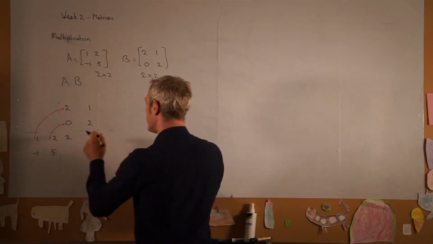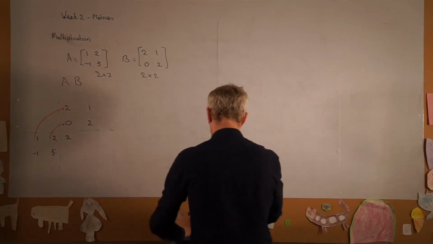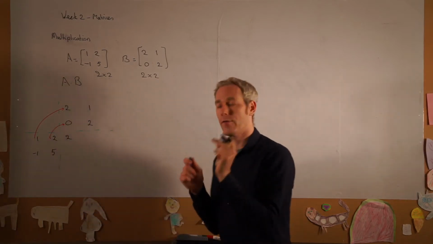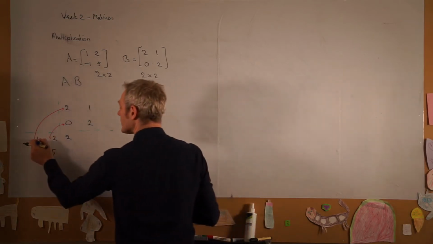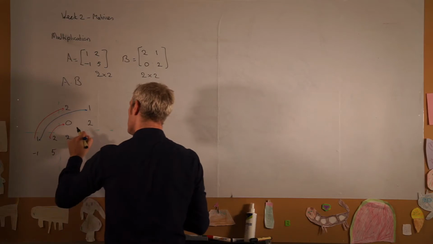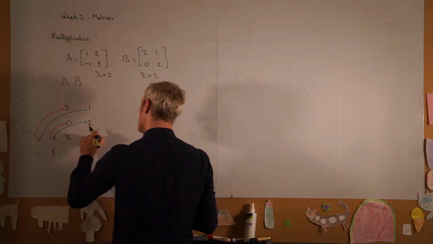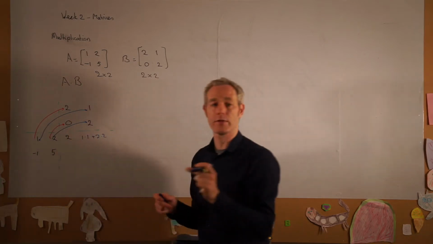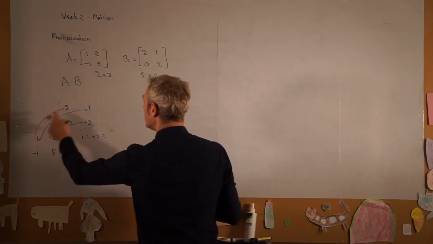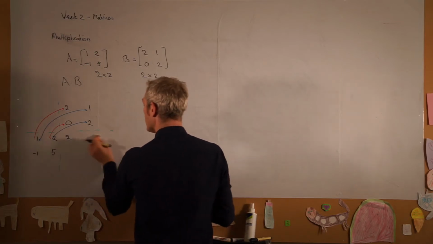The element here we can find by, and I'll take a different color, this will be the element on the first row, second column, so we take the first element on the first row, multiply that with the first element on here, so that's 1 times 1 plus 2 times 2. So that will be the second element of the first row and the second element on the first column. And we get 1 times 1 plus 2 times 2. So that is 1 plus 4 equals 5.